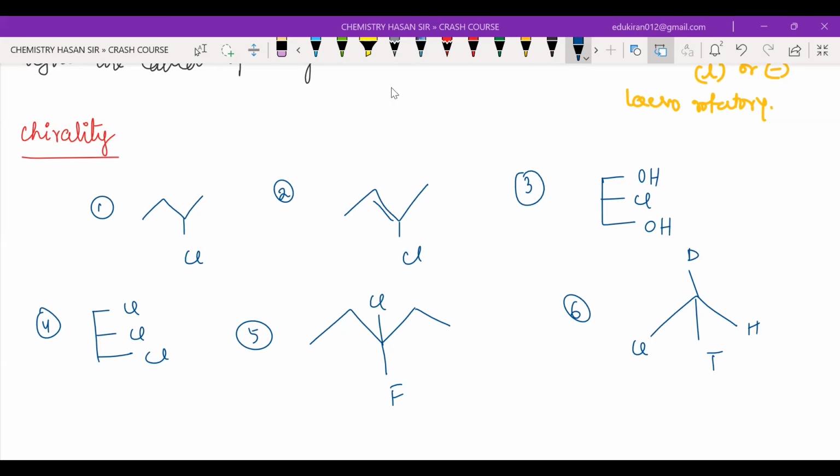What is D and T in the sixth? Are you talking about D? D is deuterium, an isotope of hydrogen, and this is your tritium.